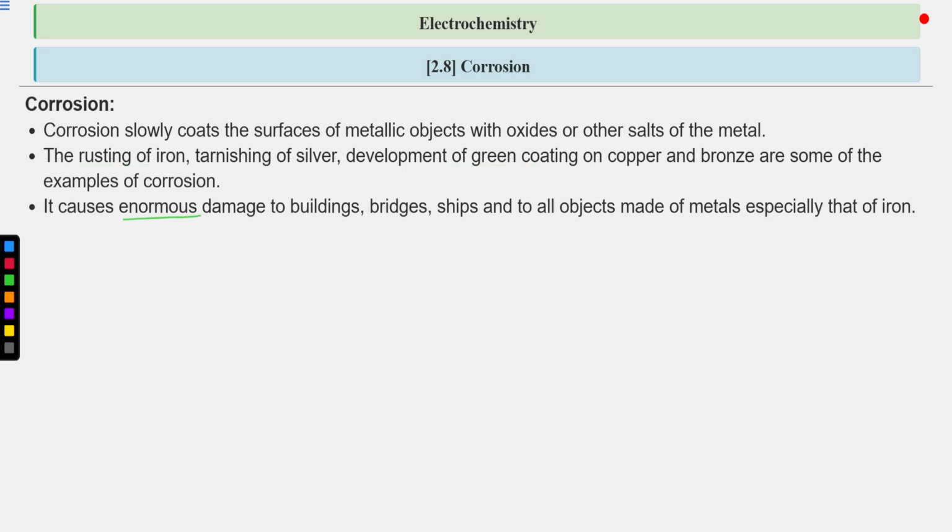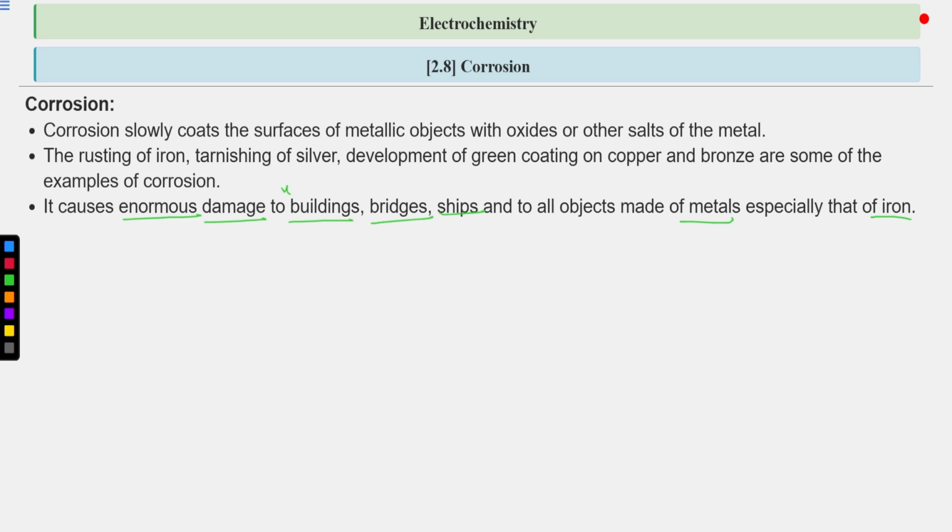It causes enormous damage to buildings, bridges, ships, and to all the objects which are made up of metals, especially iron. And as you know, we use iron very significantly in our daily life, right? Whatever object is made up of iron, if the corrosion process catches up those objects, it will cause enormous damage.